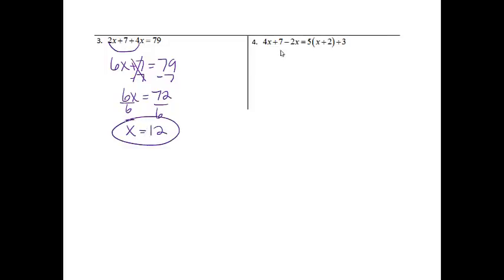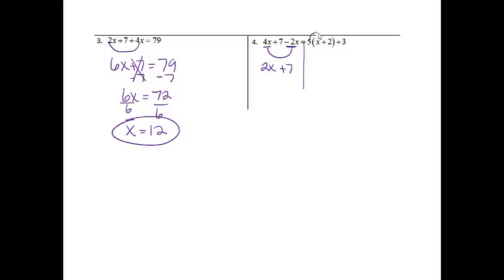Okay, problem 4. 4x plus 7 minus 2x equals 5 times the quantity x plus 2 plus 3. All right, there's several things. I'm going to go ahead and draw a line down here. Several things we can do before we start the problem. The first thing, since this 4x and the minus 2x are on the same side, we can put them together. So 4x minus 2x is 2x. We still have the plus 7.